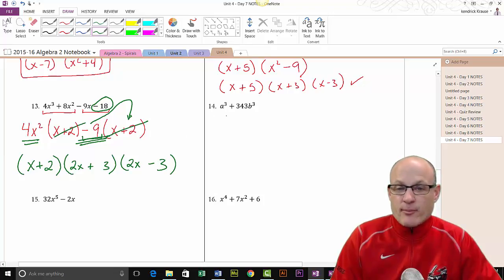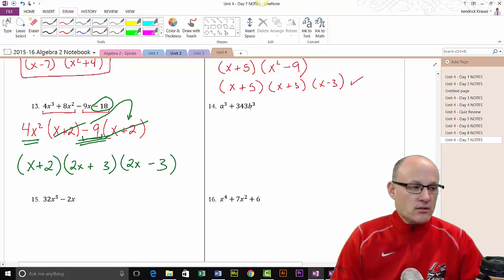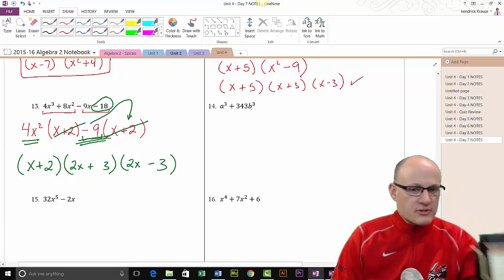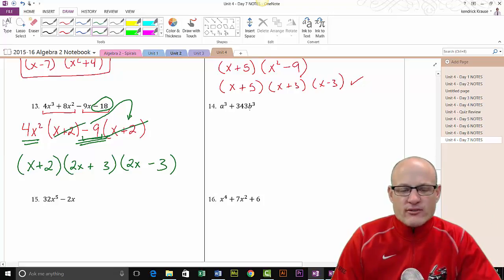Over here, I don't have a number I can take out of both, and I don't have a variable that I can take out of both. So I'm thinking this might be the difference of perfect cubes. This would be a cubed. This would be something b cubed.